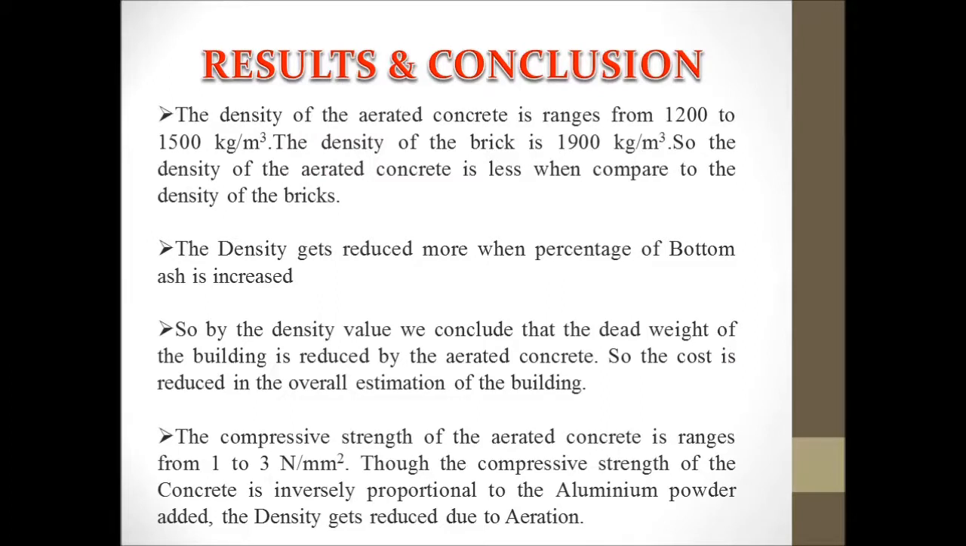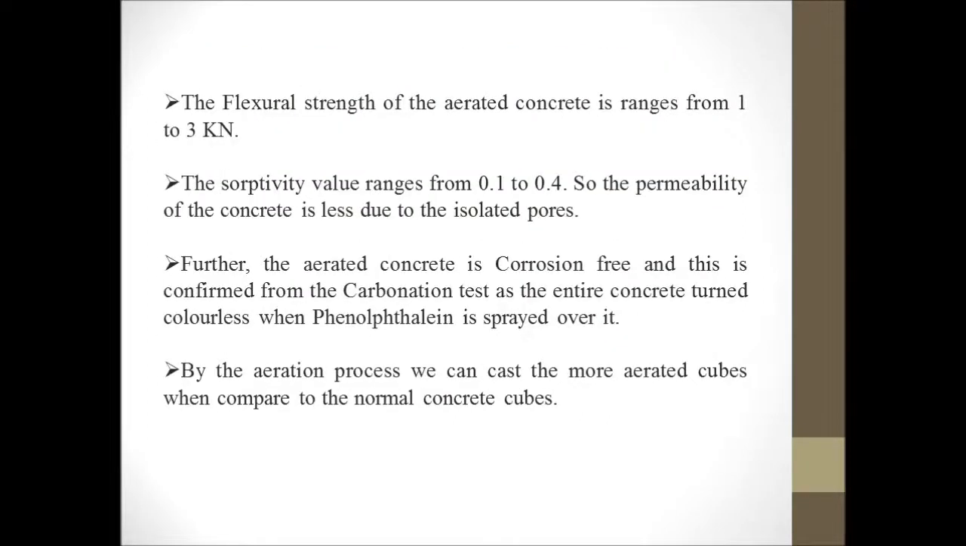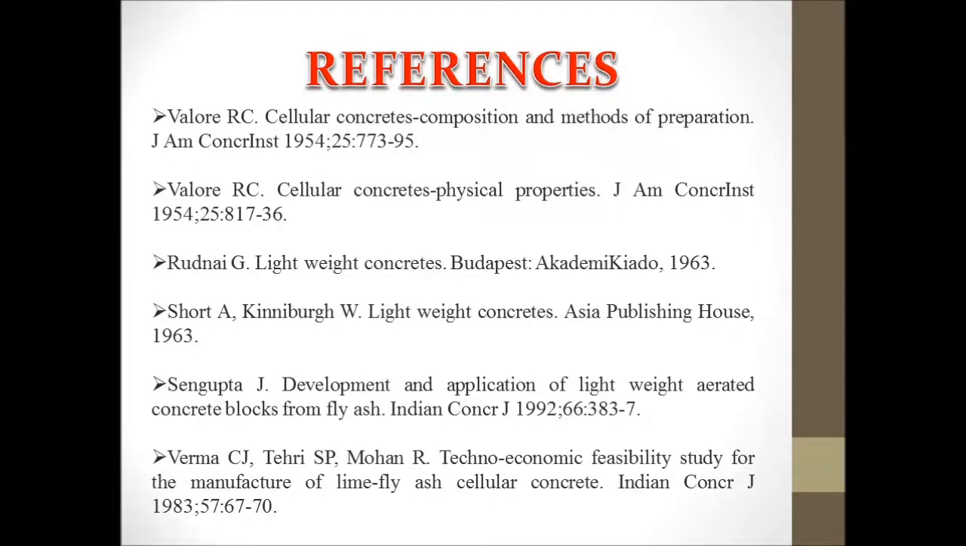The density ranges from 1200 to 1500 kg per meter cube, lesser than brick. The density plays a major role in this. The compressive strength ranges from 1 to 3, and flexure is 1 to 4. Sorptivity ranges from 0.1 to 0.4. The permeability of the concrete is below the level.